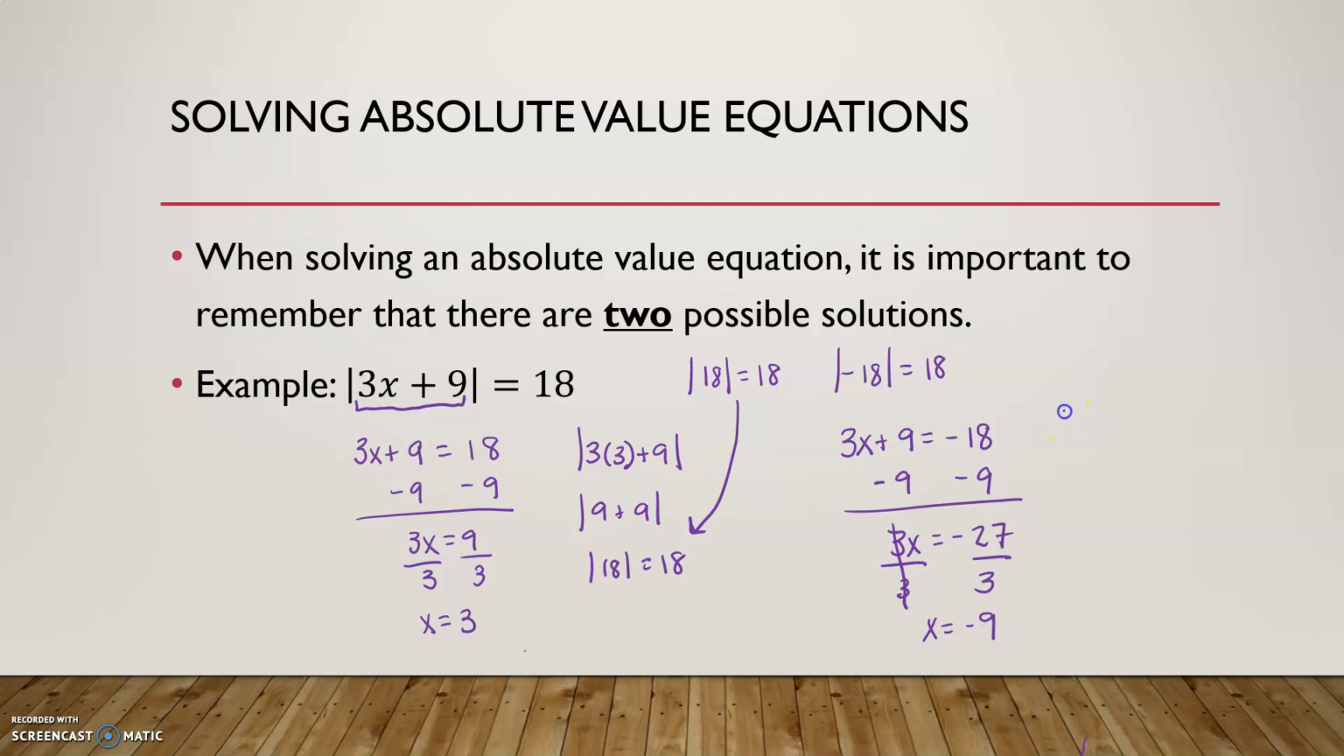So let me check this. I've got the absolute value of 3 times -9 plus 9. This would give me -27 plus 9, which is -18. And the absolute value of -18 is equal to positive 18. So I actually end up with two solutions that make this true. X equals 3 and x equals -9.